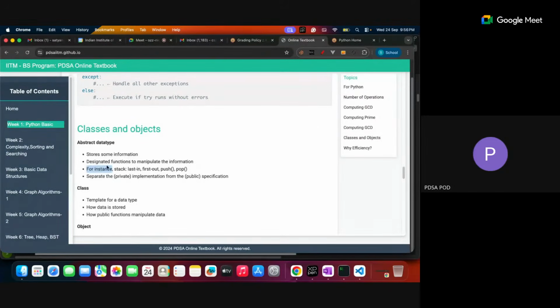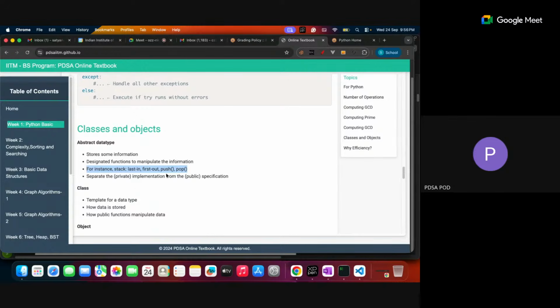In the PDSA course, we are using classes for stacks and queues. I think the third week is exclusively for implementing stacks, queues and linked lists. There we are using classes and objects. In these classes, we define functions as public and data members as private elements, or private member functions.